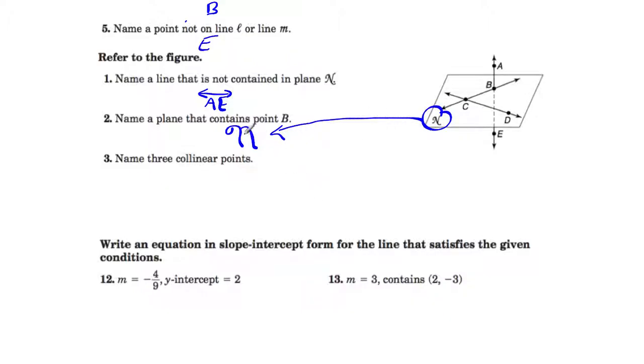That's the plane. And then name 3 collinear points. A number of people on the quiz did 3 pairs of collinear points. I want 3 points that are collinear. And there are actually only 3 possibilities here. It's going to be A, B, and E. So A, B, and E.